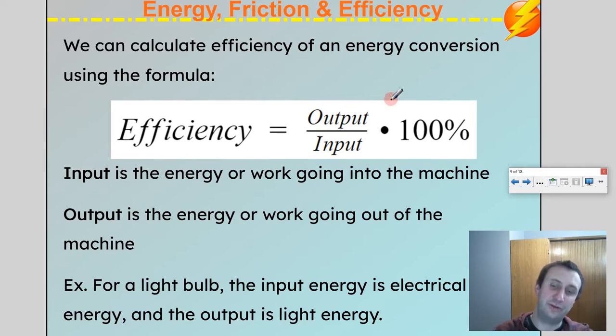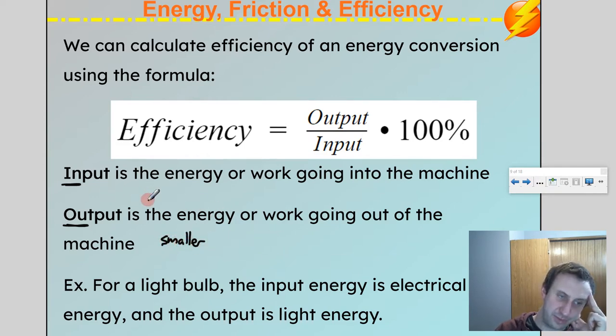So here's a question. When we deal with this formula, output and input, which number is going to be the smallest, the output or the input? And the answer is the output. The output has to be smaller than the input in order for us to get a percentage less than 100%. So input is the energy or work going into the machine. Output is the energy or work going out of the machine. It makes sense, the keywords of in and out, right? It's pretty obvious. But sometimes students get confused and have a hard time figuring out what the input and the output is. So first of all, output will be the smaller one, the smaller energy value.